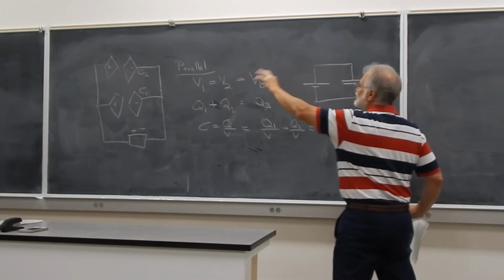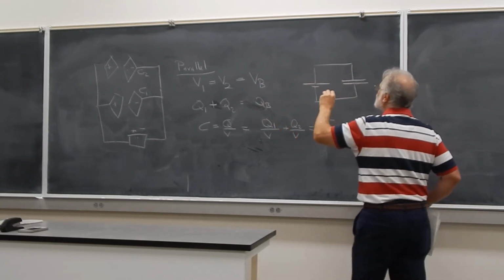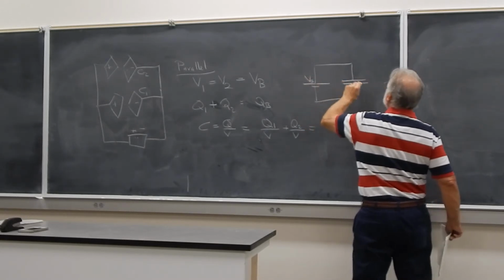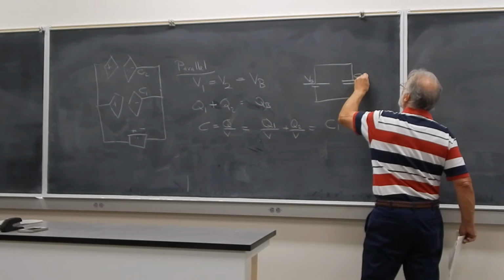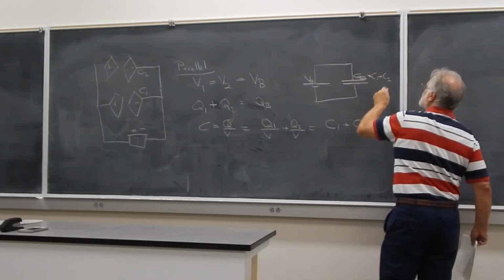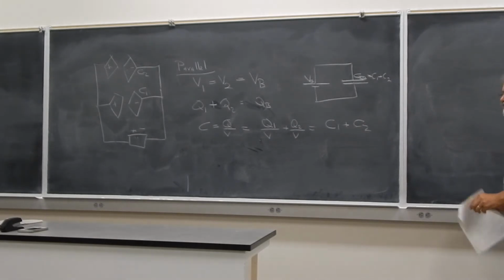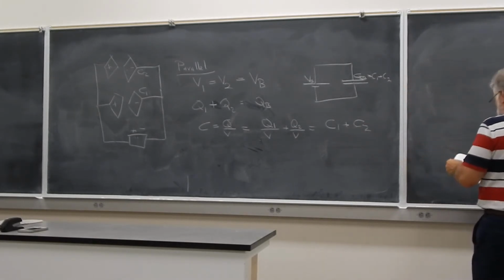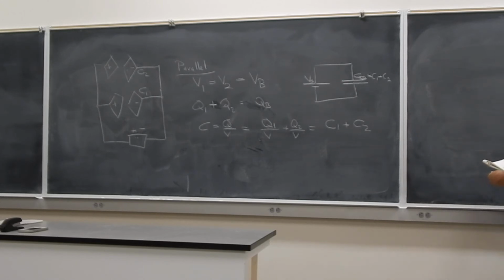So if I take these two capacitors, that would be the equivalent of having one battery and one capacitor that had an equivalent capacitance, Ceq, of C1 plus C2. That's what we have for capacitors in parallel. In the case of series capacitors, that's a different story.